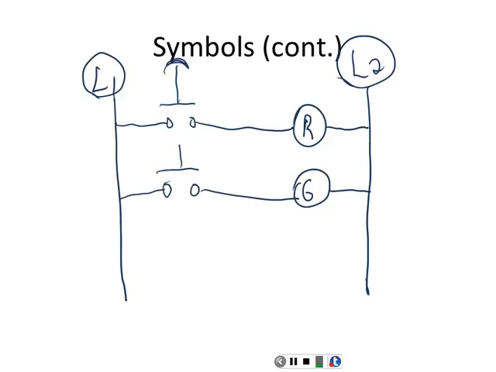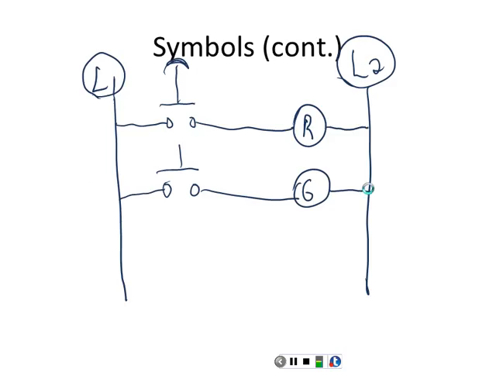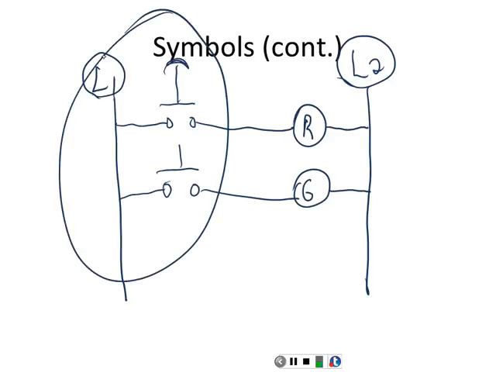So this is called ladder logic. I have things that I do in a logical order to get it to work, and it looks like a ladder. Everybody okay? Okay, and what Rule 1 is telling me is that all of my inputs have to go on this side. Y'all okay?